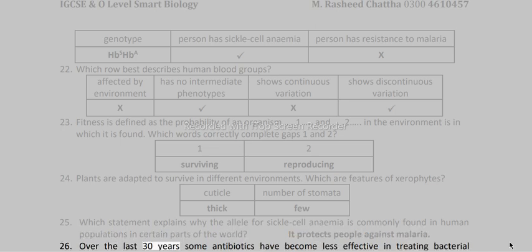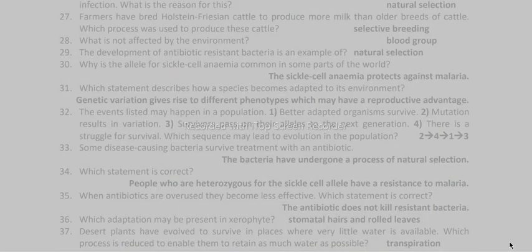Question 26. Over the last 30 years, some antibiotics have become less effective in treating bacterial infection. What is the reason for this? Natural selection. Question 27. Farmers have bred Holstein Friesian cattle to produce more milk than older breeds of cattle. Which process was used to produce these cattle? Selective breeding. Question 28. What is not affected by the environment? Blood group.